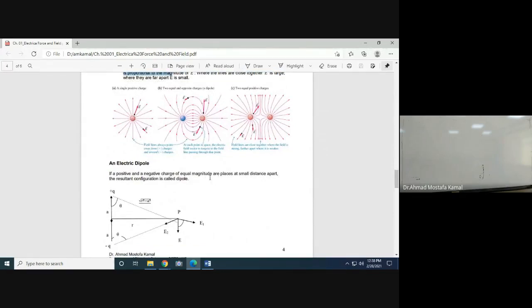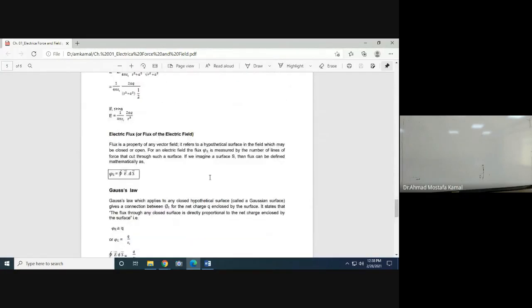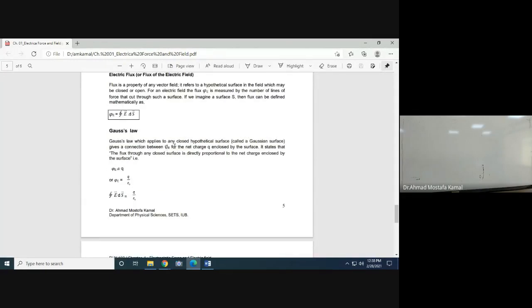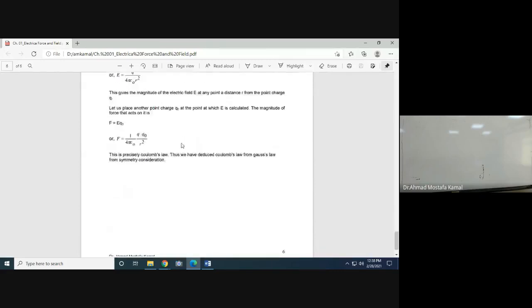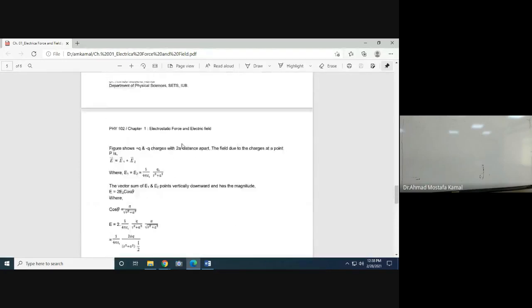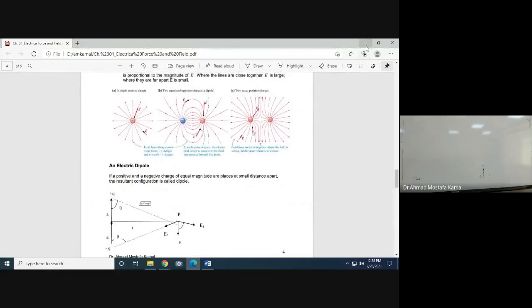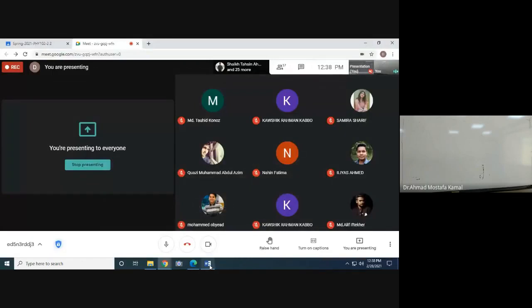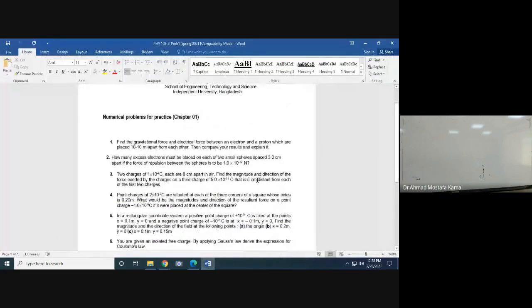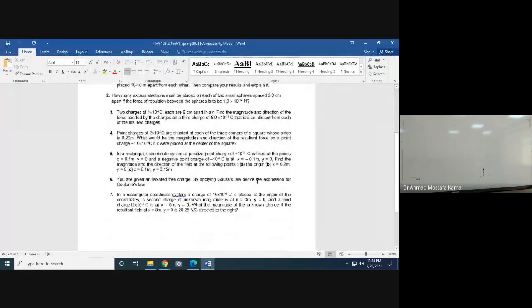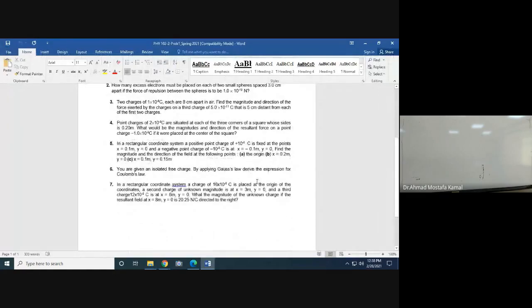We have another topic, electric dipole. We have to talk about the dipole today, the last topic of this chapter, because we finished electric flux, then Gauss's law and Coulomb's law from Gauss's law. So only one topic left, and I'll talk about this topic, and then after that I will solve a few numerical problems and give you some hints to solve other problems.